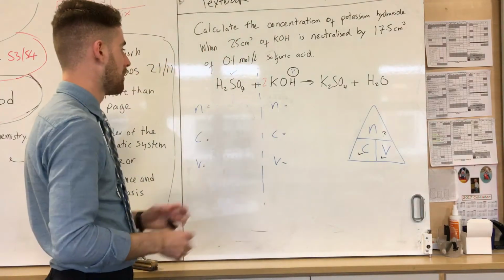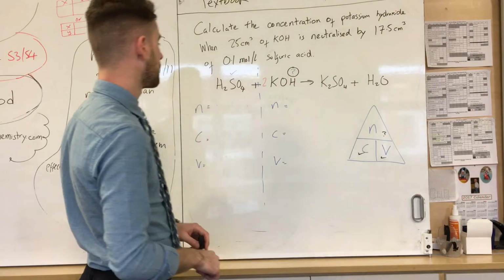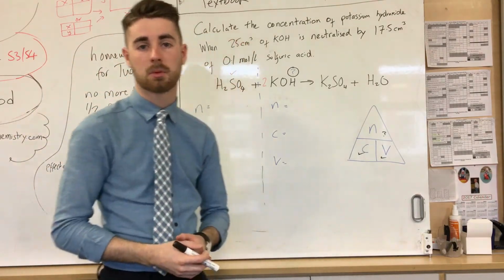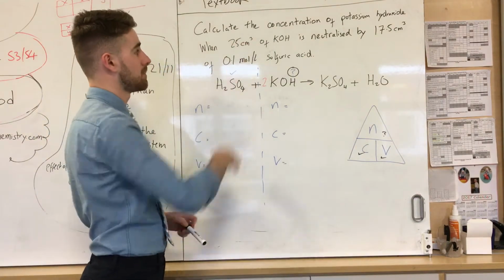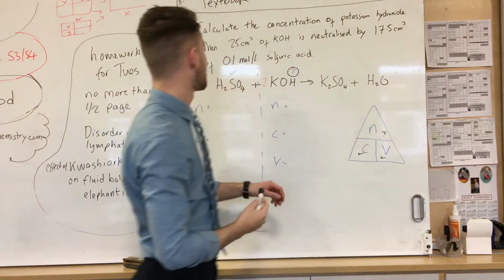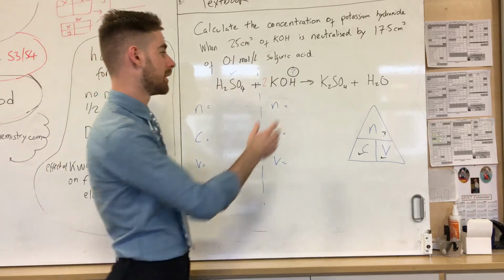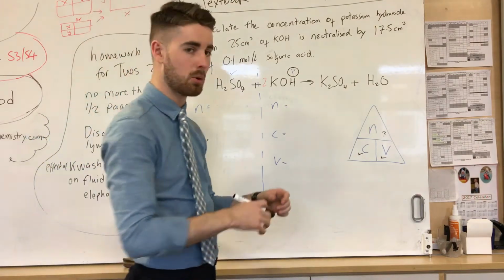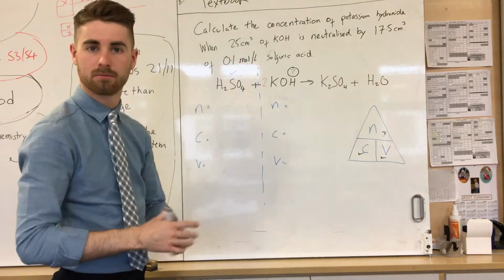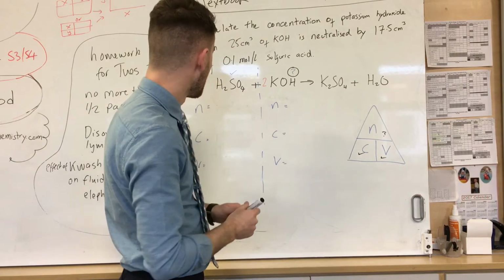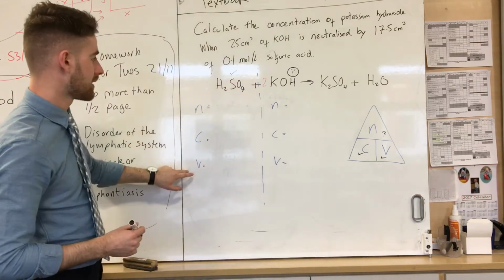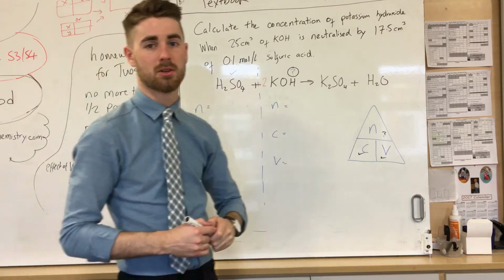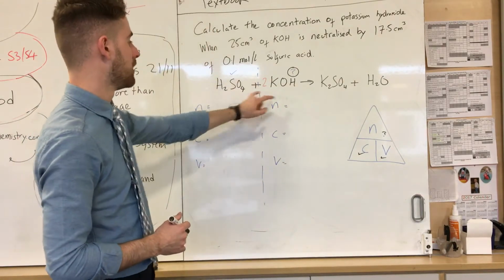So what I would tend to do is split it into two different columns. A column for your sulfuric acid and a column for your potassium hydroxide. The only two things you're asked about in the question are potassium hydroxide and sulfuric acid. So you can ignore your potassium sulfate and you can ignore water. They've got nothing to do with the question. They're only there just for context and to complete the reaction. So what you do is you have NCV listed for sulfuric acid and NCV listed for potassium hydroxide. Think of it as two different columns with two different headings.